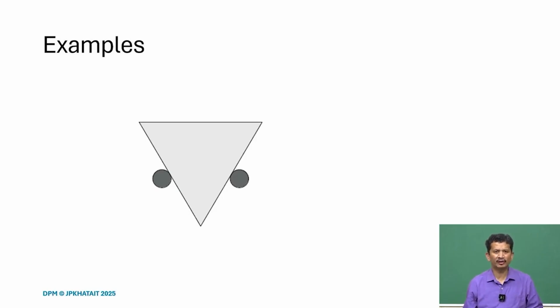So, we will take some examples here. For instance, take this case. There are two posts, contact C1 is made there and C2 against the two posts, and this is the object we are talking about.